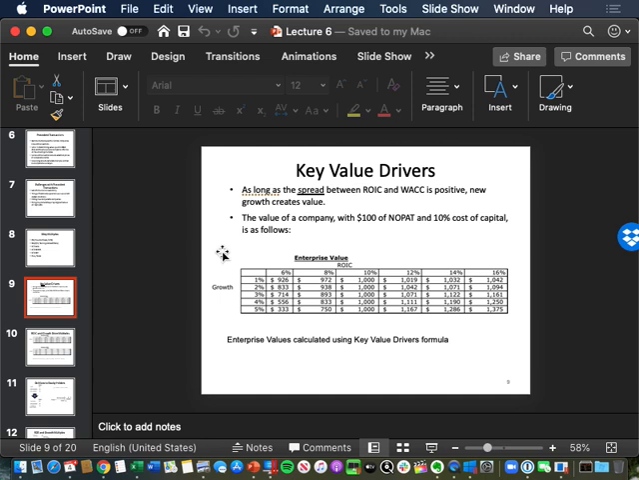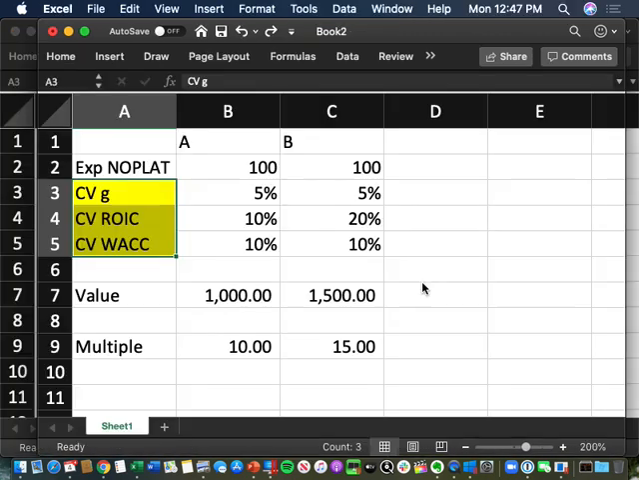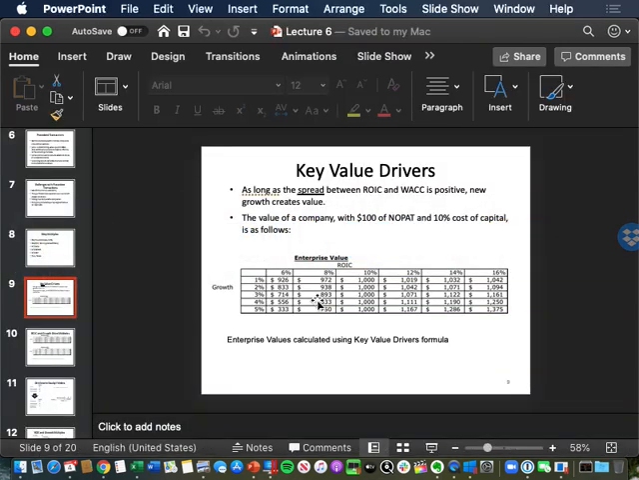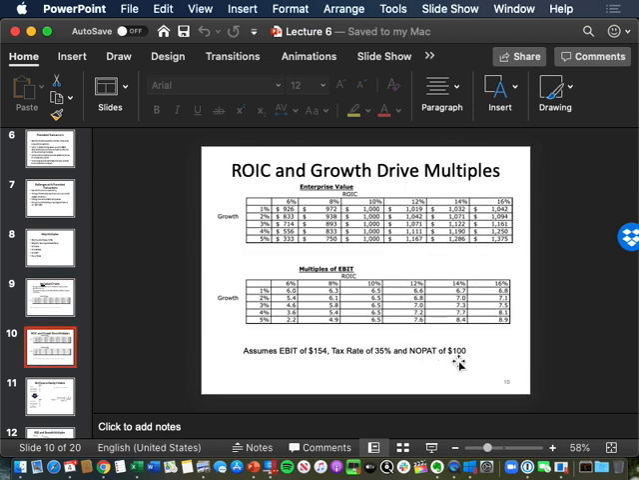Make sense? Okay, so here's what I want to do. I want to take these results, which are the values, so if we ran it through the equation, it would be these numbers. And I want to divide the value by EBIT. So in the next slide, we're going to say, okay, if NOPLAT is 100, and at the time the tax rate was 35%, we could back out that the EBIT had to be 154, pre-tax operating profit. So if I take that value divided by 154, I get those multiples. Said another way, a zero spread at this cost of capital is trading at a 6.5 multiple.